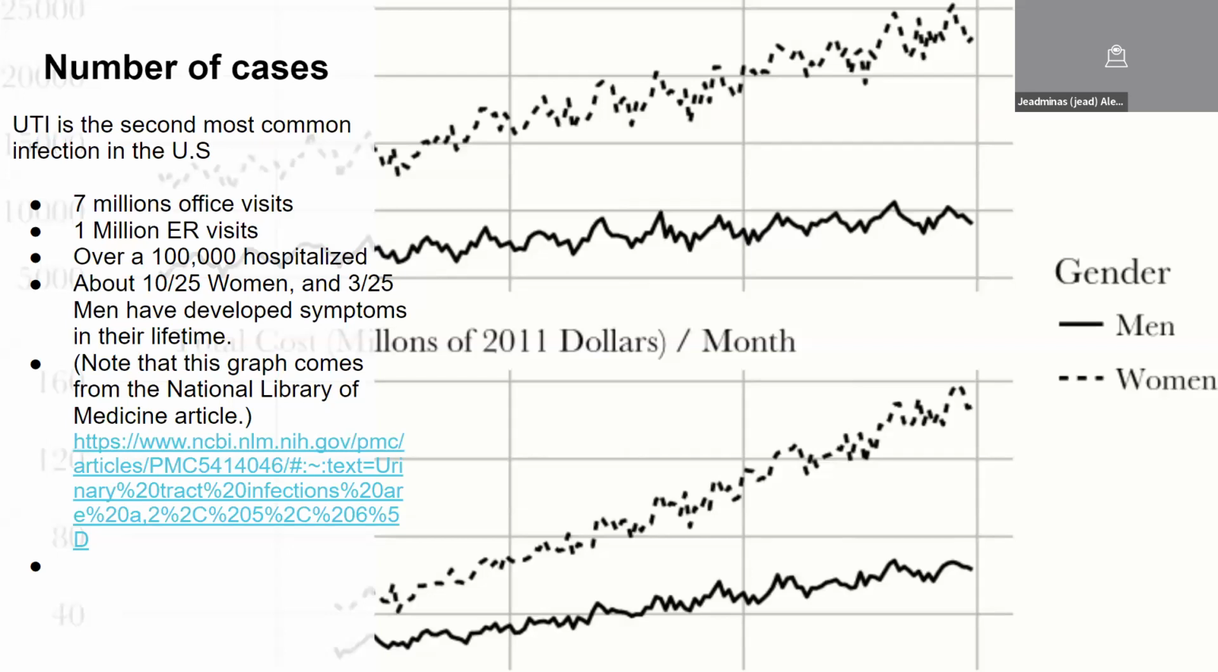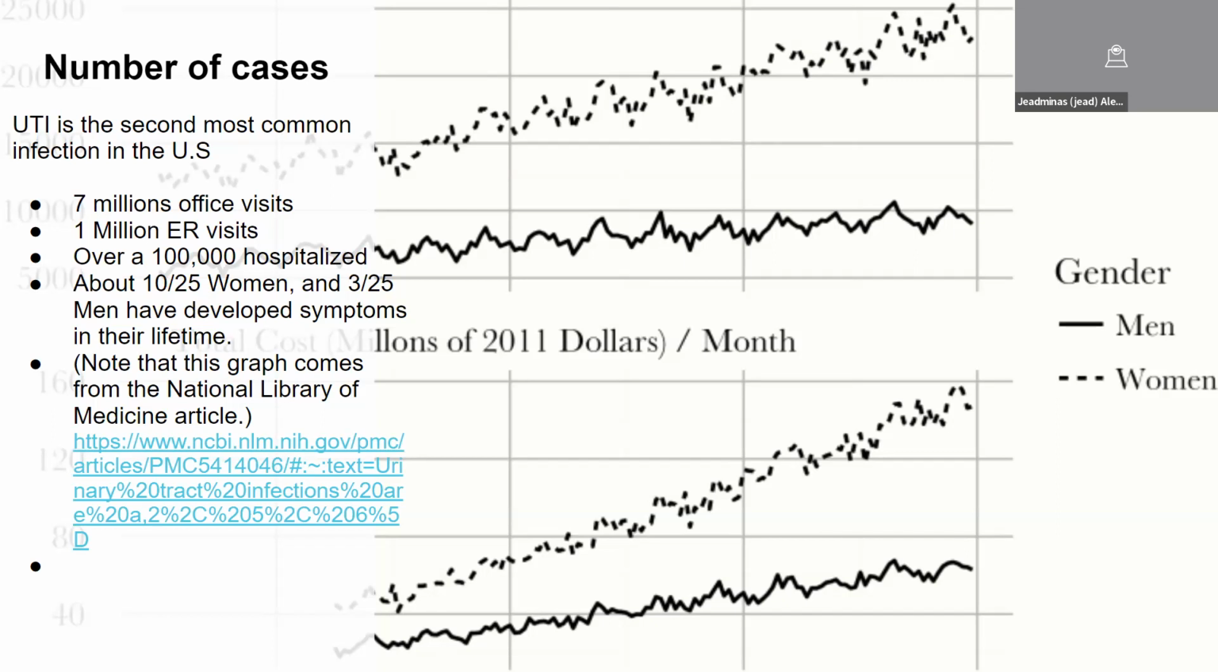This is a graph that shows the number of UTIs there are at least a year in the US. There are about 7 million office visits a year. That is a lot. 1 million ER visits, and over 100,000 hospitalized. About 10 out of 25 women and 3 out of 25 men have developed symptoms in their lifetime, which I had showed earlier in that one picture.